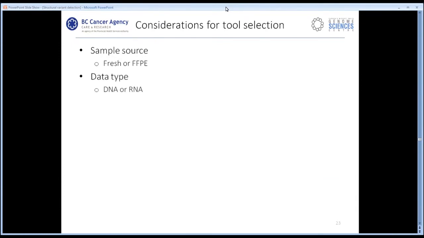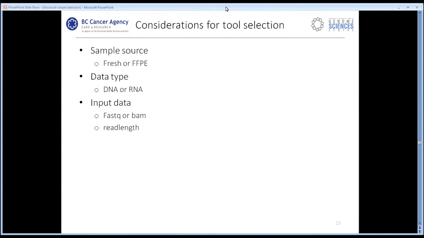Data type is also important to know. Are you working with DNA or RNA? In general, tools are specific to either DNA or RNA. They don't tend to work on both. So you need to select your tool dependent on your data type.